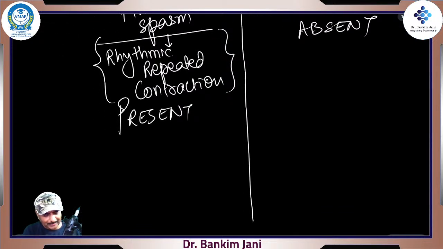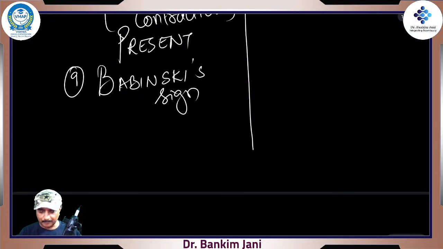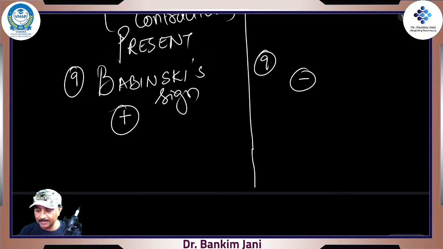Let's just write it: Babinski's sign. Don't worry much about it. If you can remember the name, it is fair enough. If not, nothing to worry about at this point. Babinski sign is present in upper motor neuron lesion, and in lower motor neuron lesion it is absent.